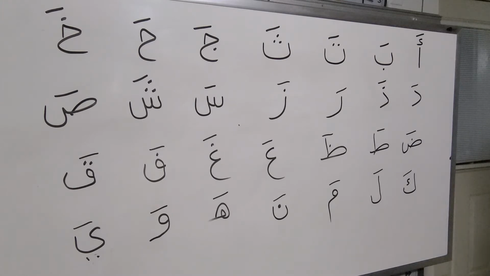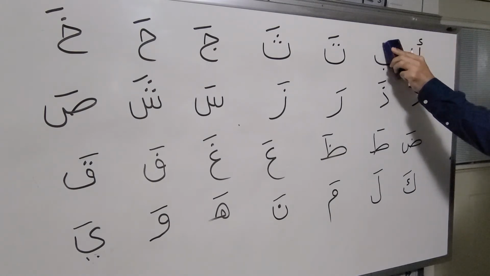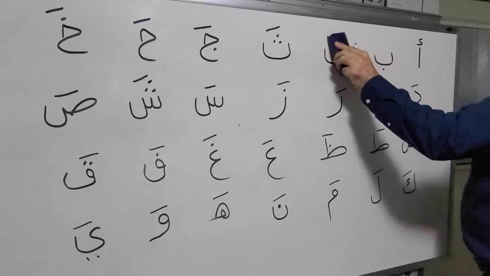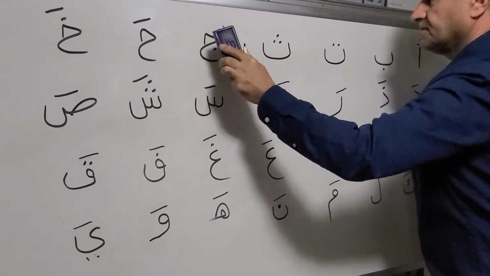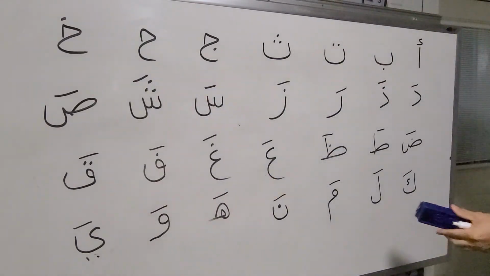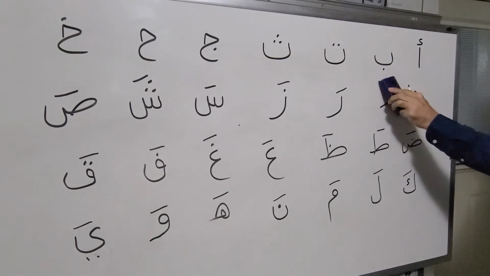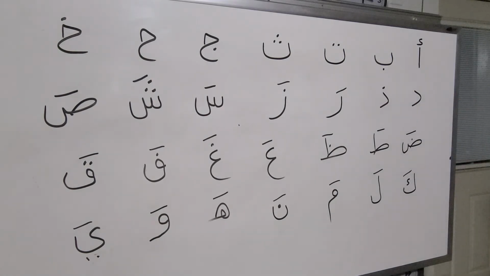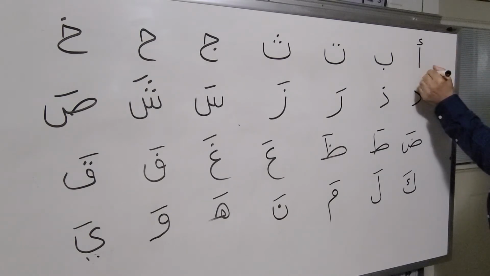Now I will change it. I will put it in the bottom of the alphabet and then it changes to e, kasra, short e. Bear with me, inshallah. So if I put it in the bottom, it will be e. Alif will be e.